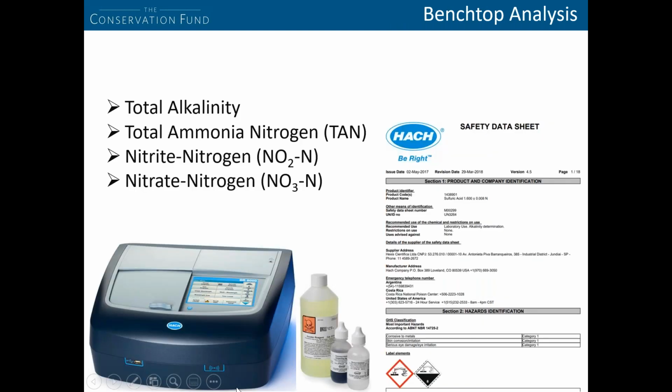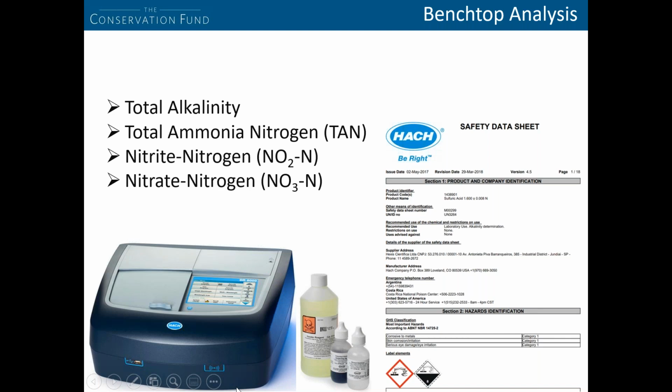So now moving on to benchtop analysis. At Freshwater Institute, we analyze total alkalinity, TAN, nitrite, and nitrate on the benchtop in our water and environmental chemistry lab. There are multi-parameter sondes. I know YSI has one that can measure all of these parameters in the tank. However, we have found that the benchtop analysis offers more control and reliable data.